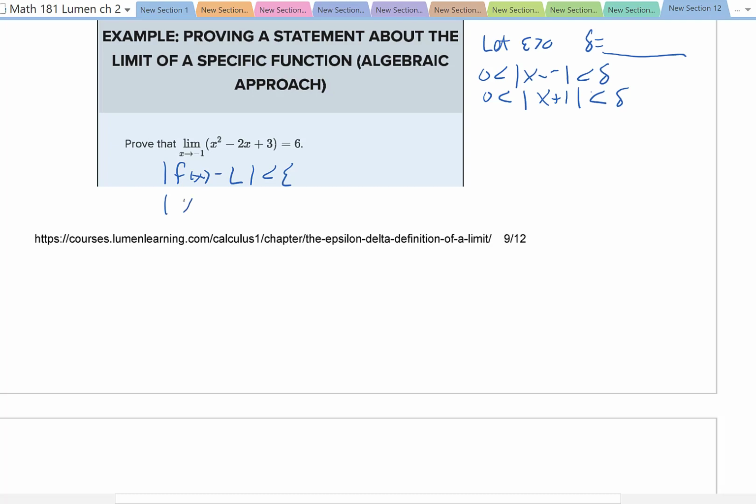Now, our absolute value of f of x minus L is less than epsilon, and that's going to be the absolute value of x squared minus 2x plus 3 minus 6, which is going to be the absolute value of x squared minus 2x minus 3, which is the absolute value of x minus 3 times absolute value of x plus 1. Hey, x plus 1, that looks familiar, doesn't it?